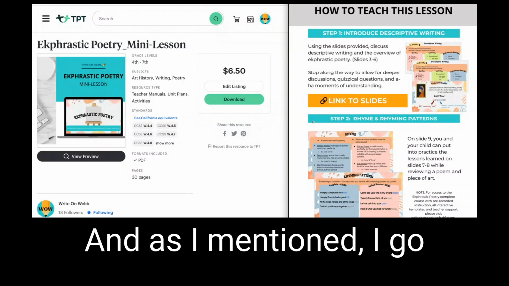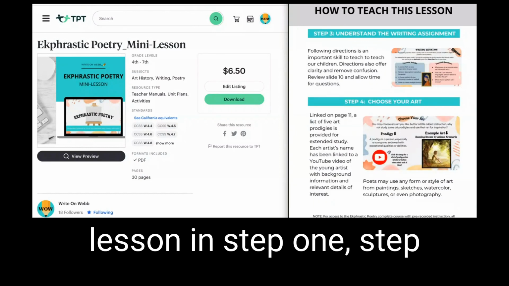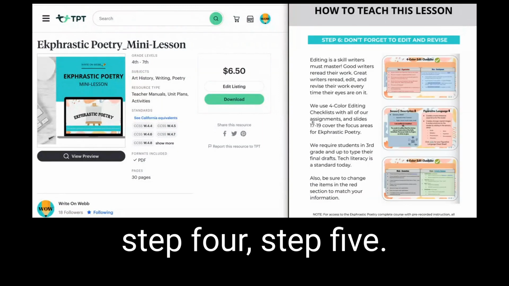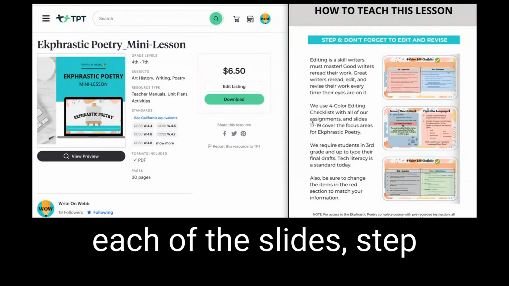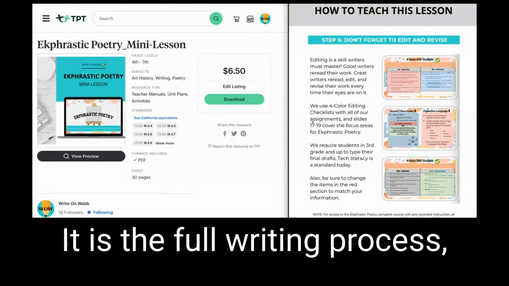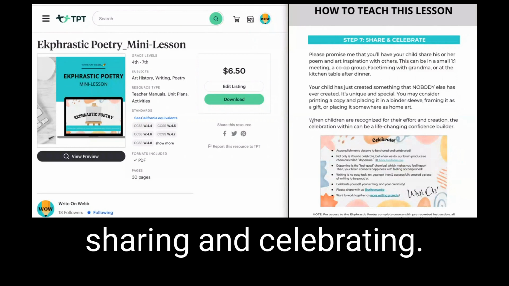And as I mentioned, I go through these directions on how to teach this lesson in step 1, step 2, here's step 3, step 4, step 5. And again, I go over each of the slides, step 6, all the way down to editing and revising. It is the full writing process, all the way down to sharing and celebrating.